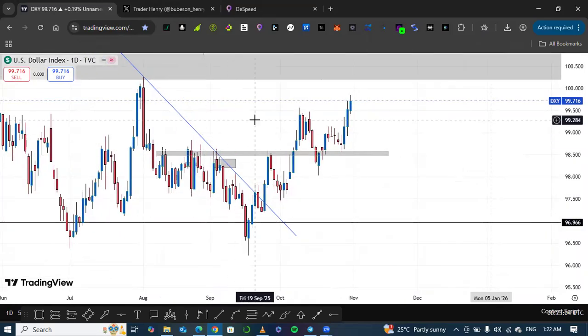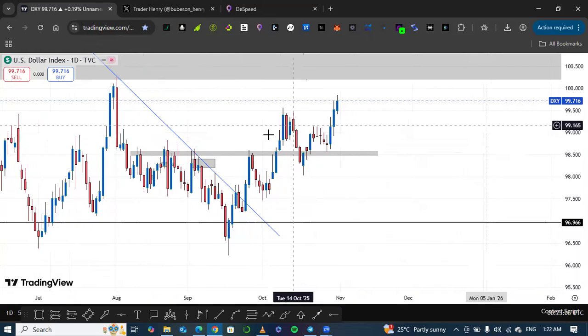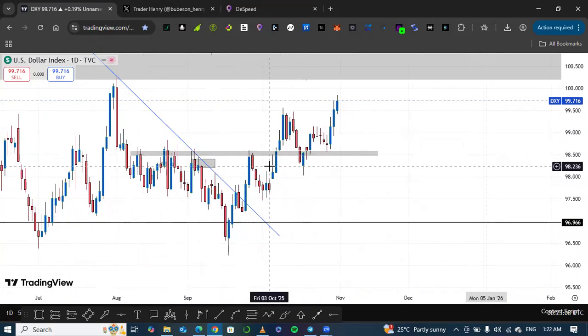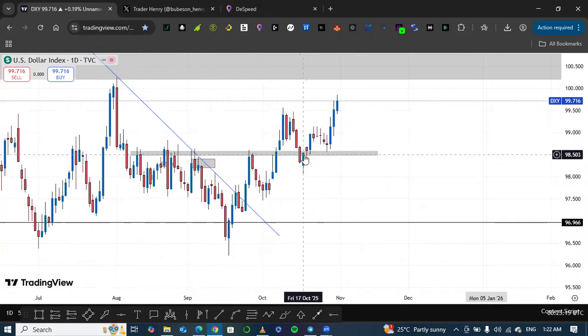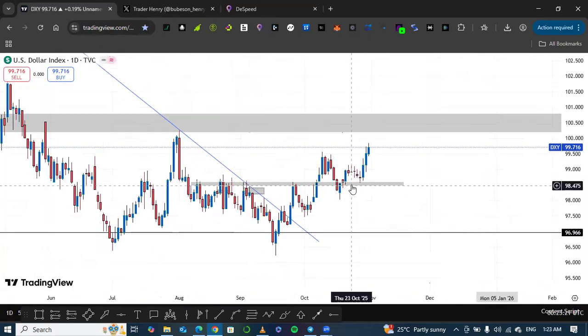So I now waited for a pullback, because whenever a level gets broken, it tends to come back and retest that level. So I waited for the pullback of price into this level, and that was where I did my entry. So I did my first entry immediately I saw this first bullish candle close here, this bullish candle close here on GBPUSD.